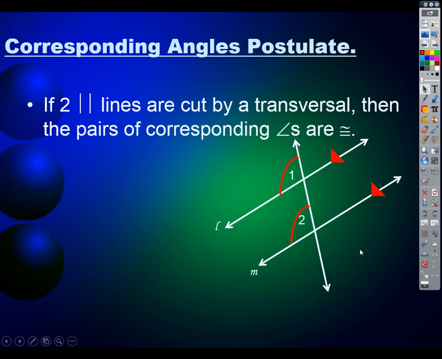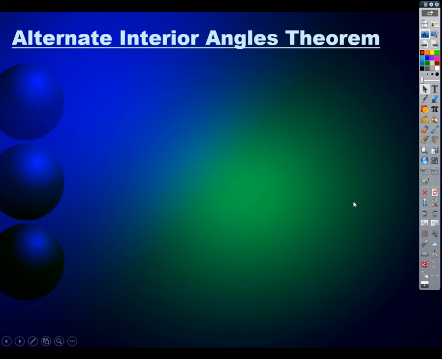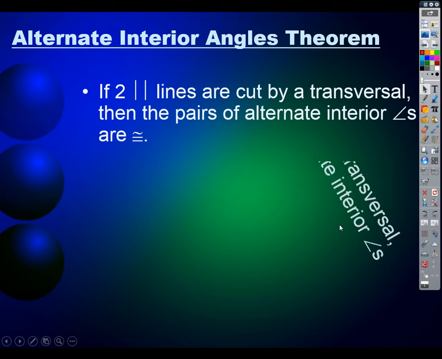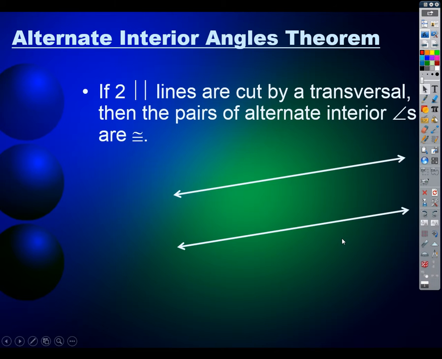We know that springing from this, we've got the alternate interior angles theorem, right? So we also know that alternate interior angles are congruent if two parallel lines are cut by a transversal. So for example, angles 1 and 2 are congruent there.